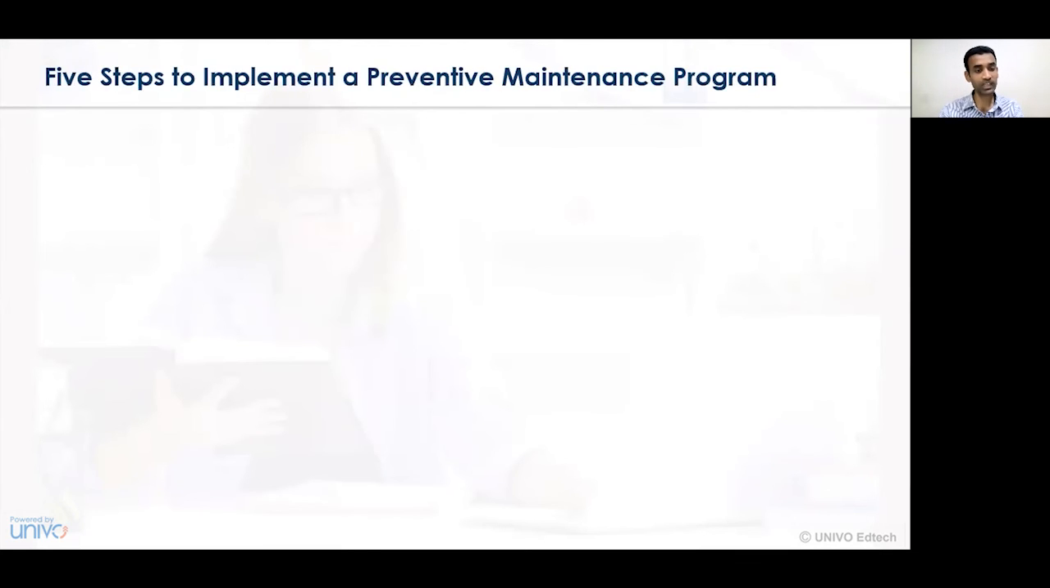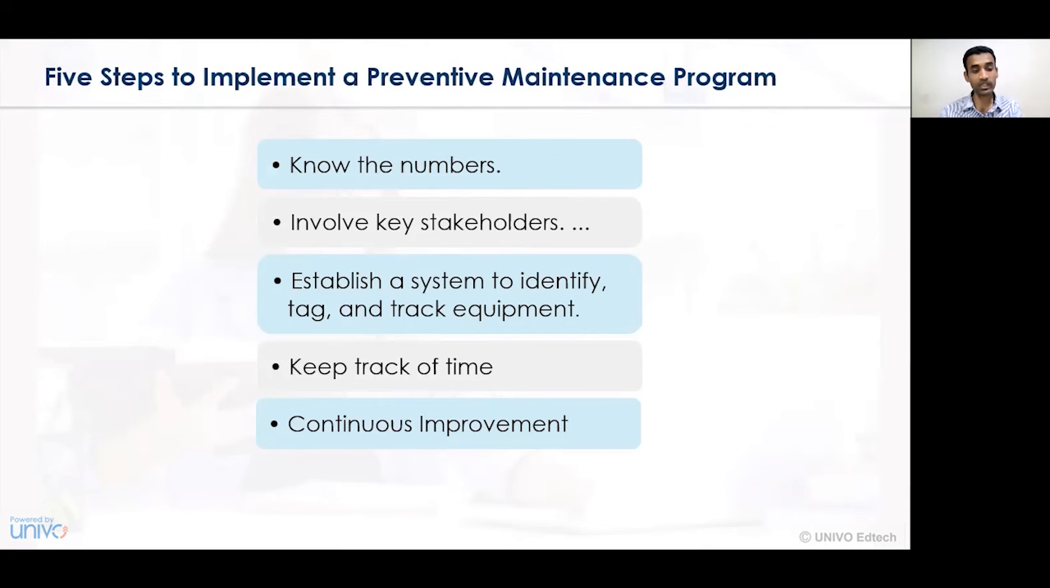Now let's understand the 5 steps to implement a preventive maintenance program. Number one is knowing the numbers. We must know how many activities are needed to be undertaken. Second is involving the key stakeholders. Who are the various key stakeholders or participants required to participate in the preventive maintenance program? So identification of key stakeholders is really important.